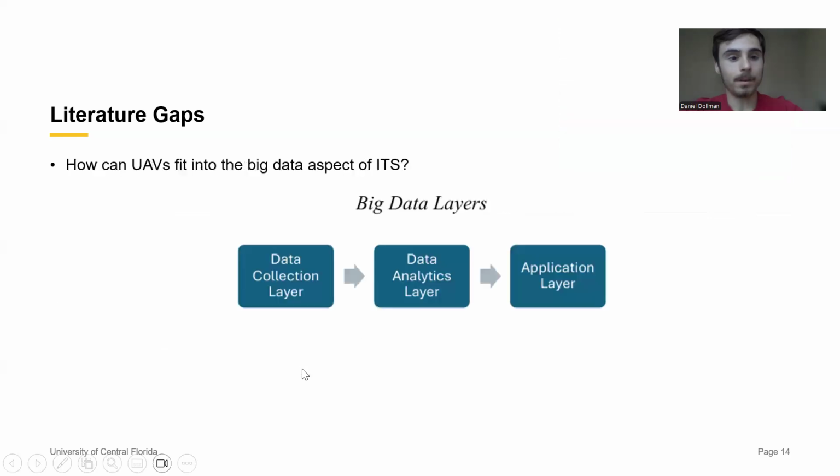Another gap is how can UAVs fit into the big data aspect of ITS? So there's the data collection layer, the data analytics layer, and the application layer. Based on my research, I've uncovered that UAVs are possibly capable of conducting all these tasks at once, but this needs to be explicitly mentioned in the literature.